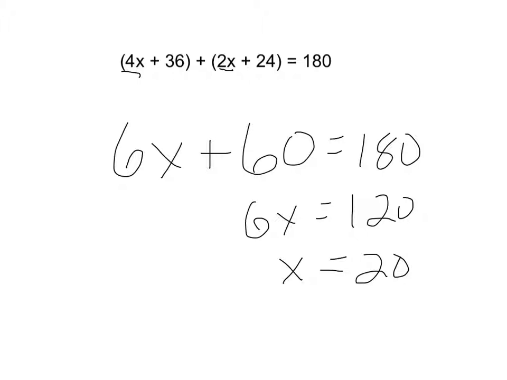80 plus 36, which is 80, 90, 100, 116 degrees. 2 times 20 is 40. 40 plus 24 is 64. And if we see, sure enough, 116 plus 64 do in fact equal 180 degrees.